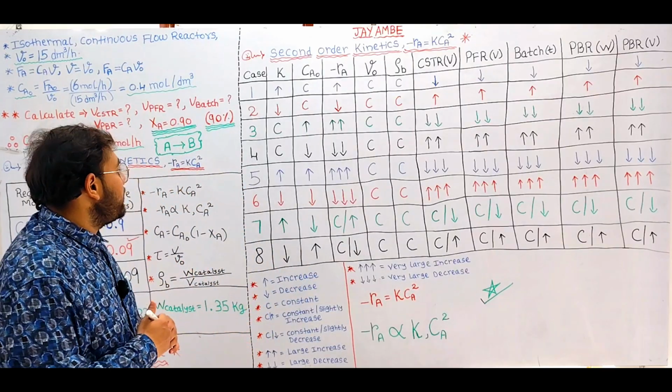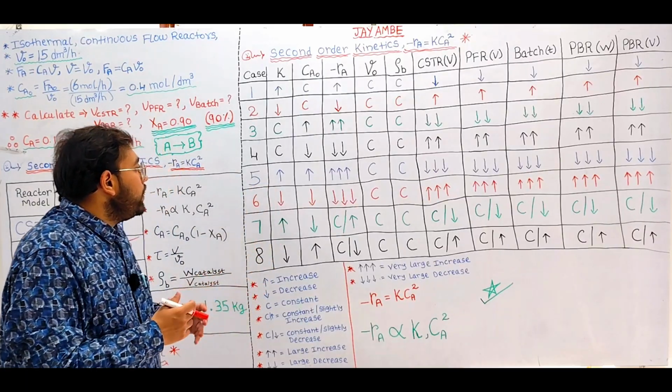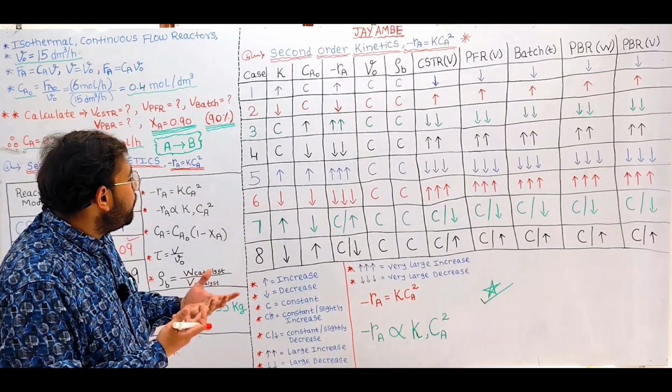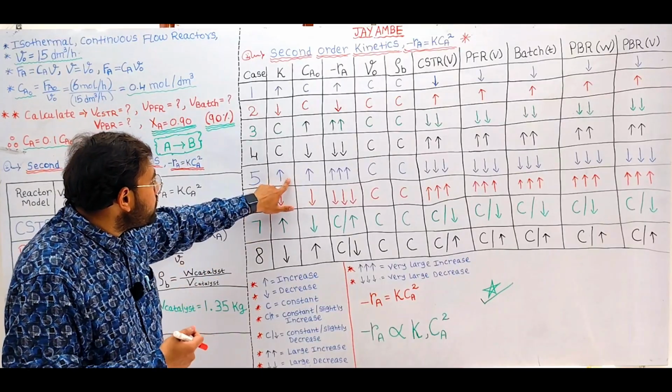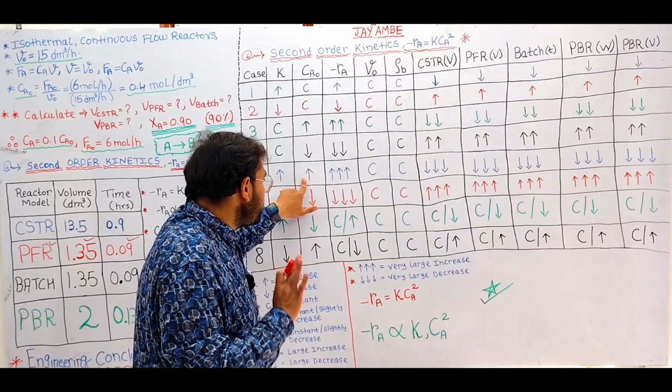So we'll understand that. Let's say in the fifth case, we are simultaneously increasing both the rate constant and the concentration.